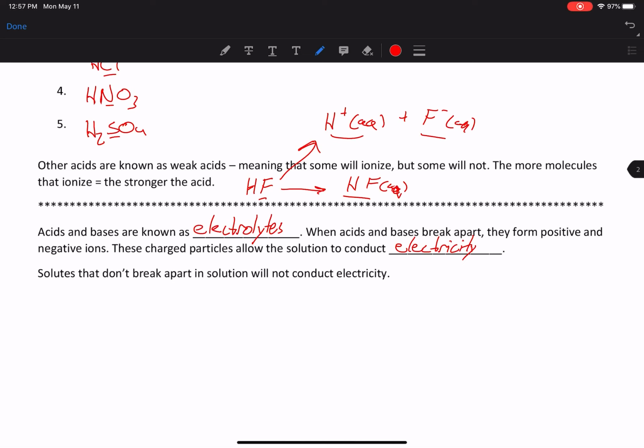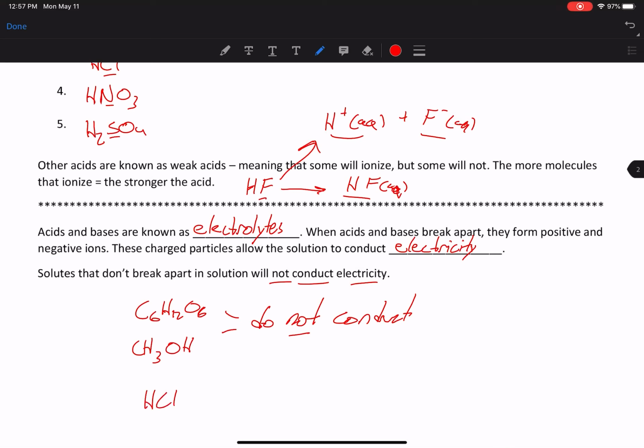All right, solutions that don't break apart in solution will not conduct electricity. So something like C6H12O6, or even CH3OH, these do not conduct electricity because they don't break apart. They're not acids or bases, and they're not ionic compounds, so they're not going to break apart. However, HCl, when it's placed in water, it'll break apart into H+, Cl-, and so when you have positive and negative ions floating around in a solution, that will allow it to conduct electricity.